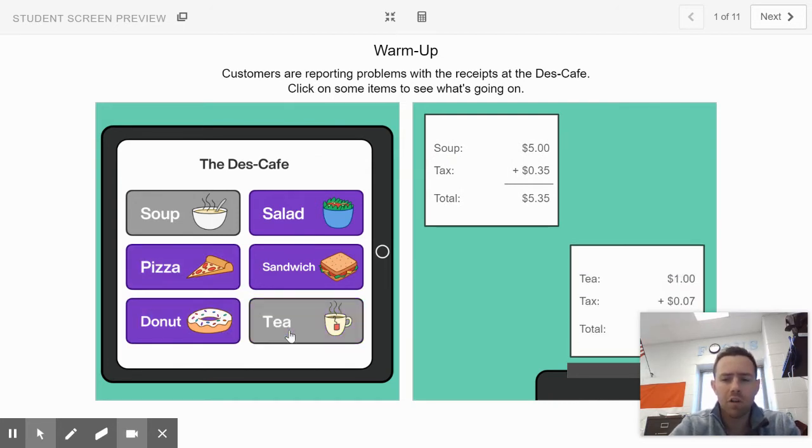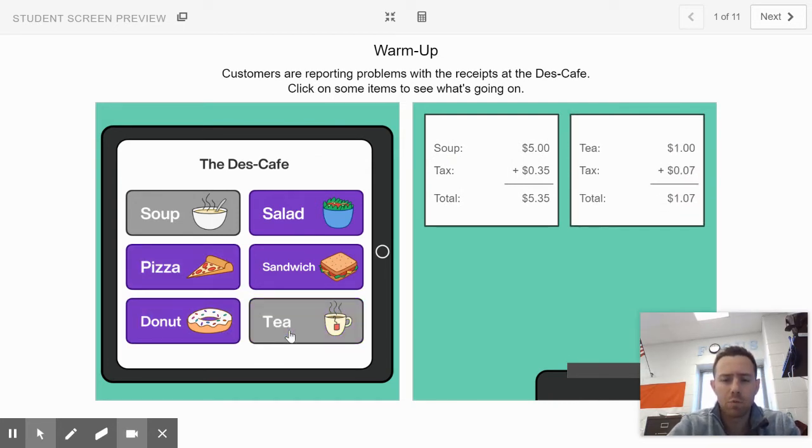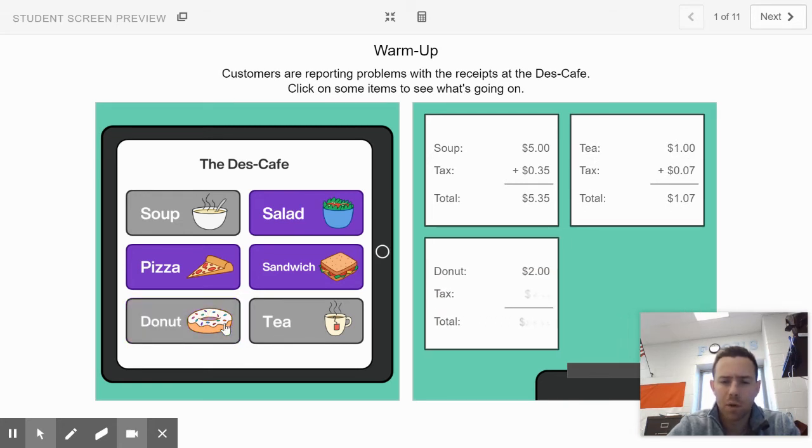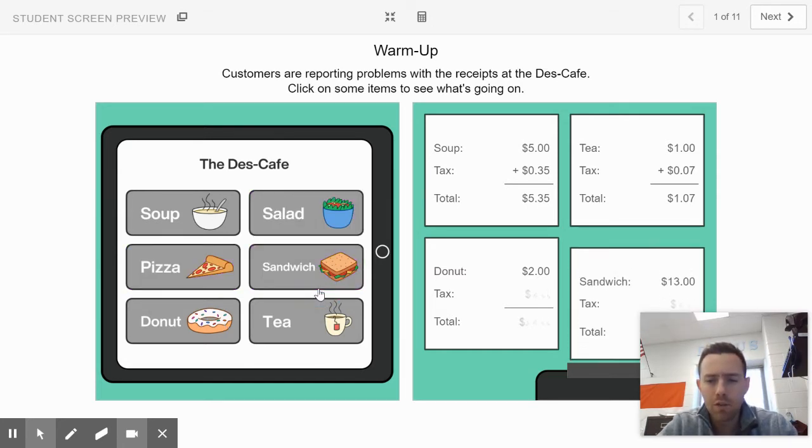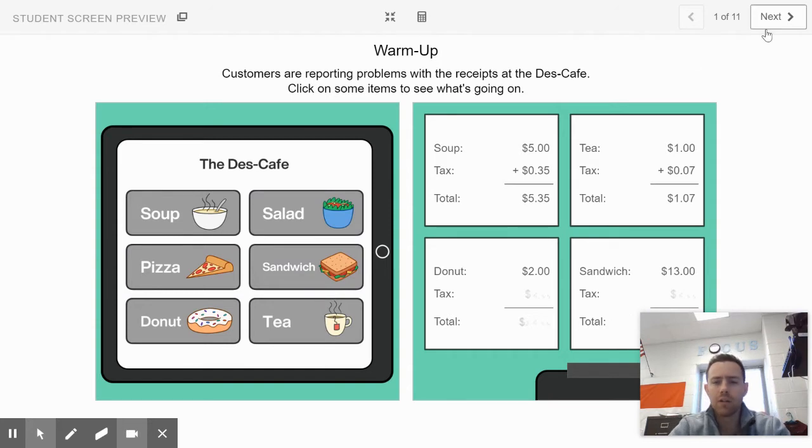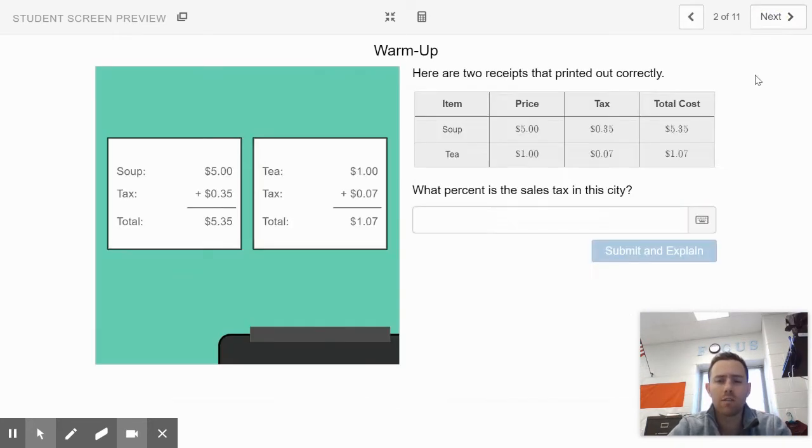But click on the tea receipt. That one looks pretty normal too. But click on the donut receipt. You're like, wait, something's blurred out there. Something's wrong with the receipt machine. What in the world is going on? That's not good, guys, if we got something wrong with the percent machine. That's slide 1. Here's why on slide 2.